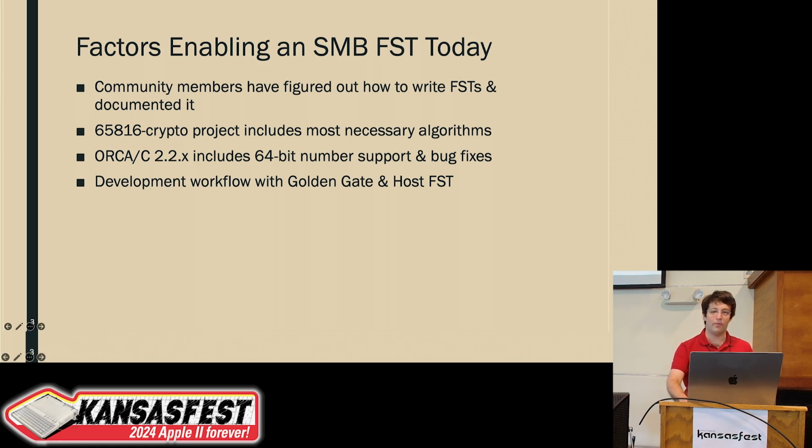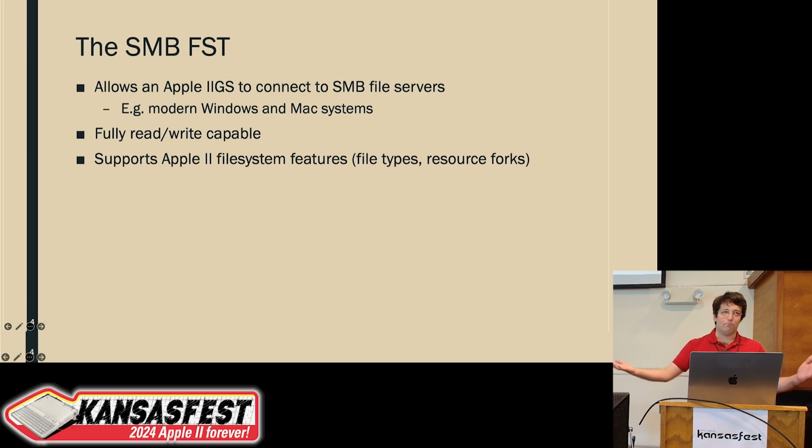So now that gets me to the SMB FST. I looked at those factors and I realized it was feasible, and I have written an SMB FST. It allows the 2GS to connect to SMB file servers like Windows and Mac systems, or Linux with Samba, or NAS devices. It supports basically all the file system operations you would expect on a GS. It's fully capable of reading and writing, and it supports things like file types and resource forks that are part of the Apple IIGS file system model.